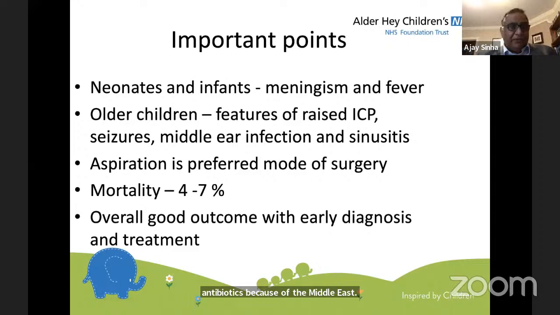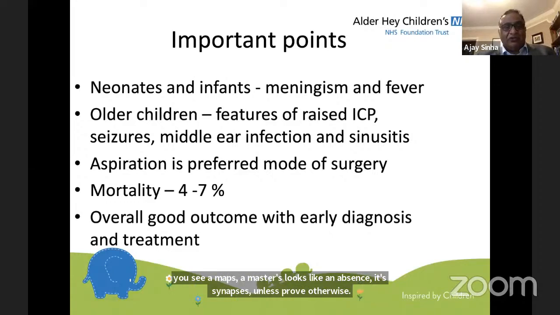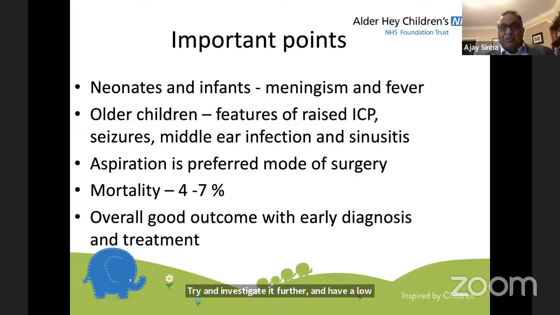So if you see a mass which looks like an abscess, it's an abscess unless proved otherwise. Try and investigate it further and have a low threshold to aspirate, because people have been caught out thinking it's a tumor and left the patient for several days. So CRP and infection markers being low or normal doesn't rule out the possibility of an abscess. In our practice and across the board, that includes me and most of my pediatric neurosurgery colleagues, image-guided aspiration is the way forward.